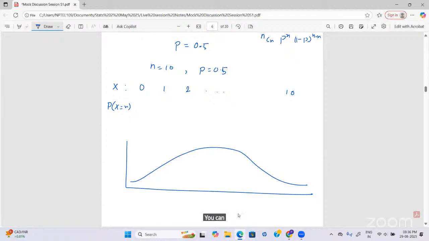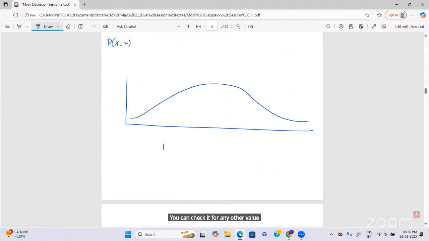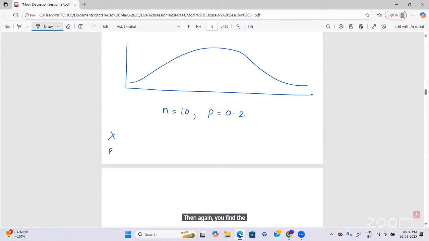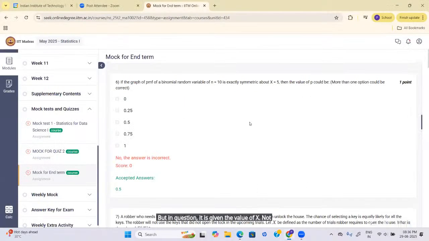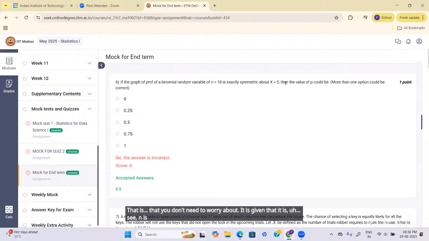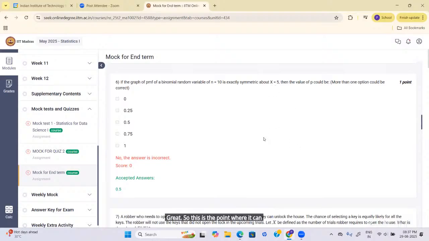You can check it for any other value of p also. You take n equal to 10, p equal to 0.2. Then again you find the PMF table. But in the question, it is given the value of x, not p. That you don't need to worry about. See, n is equal to 10, then 5 will be the middle point, right? So this is the point where it can be symmetric.